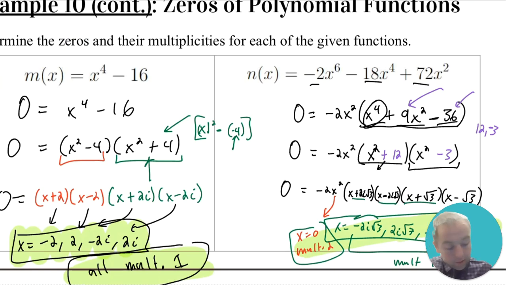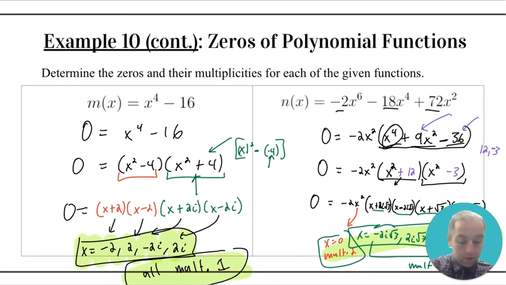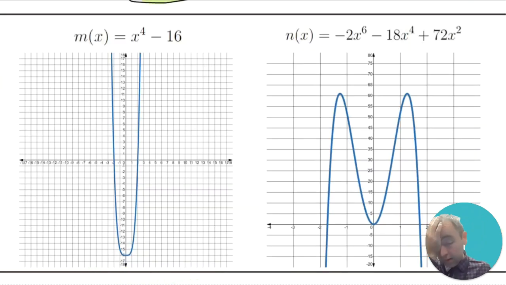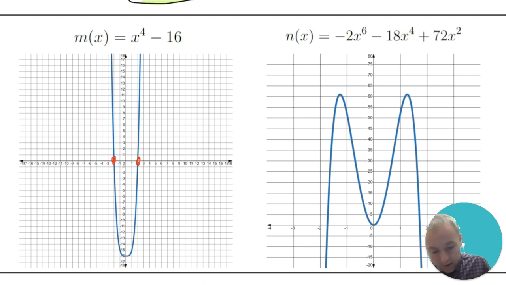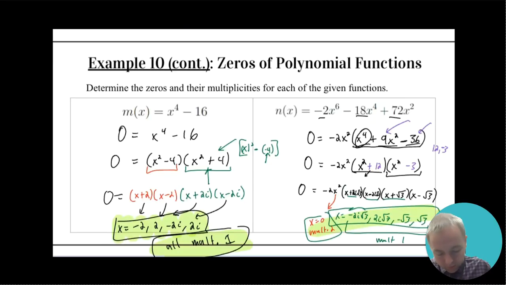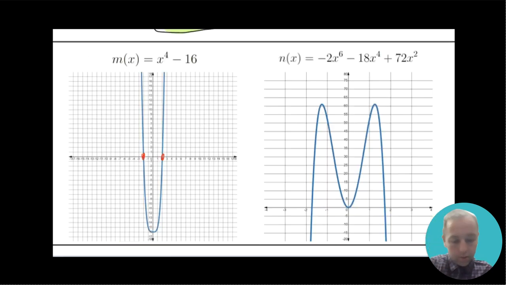Okay. And then also, analogously, I have the graphs of these two functions. You're only going to see the real ones show up. The imaginary ones you won't be able to see. So here you only see negative 2 and 2, because in that one, we only got negative 2 and 2 to be the real ones. The other ones were imaginary, right?